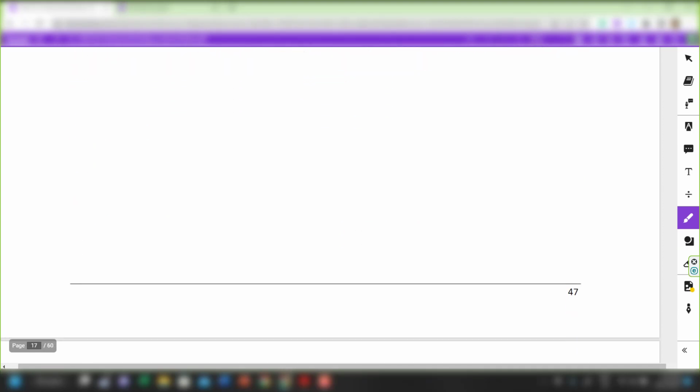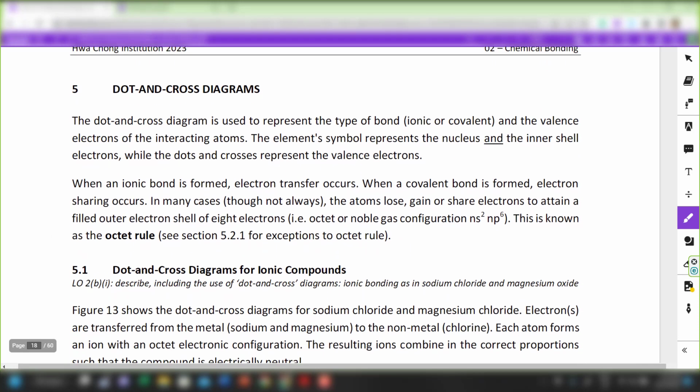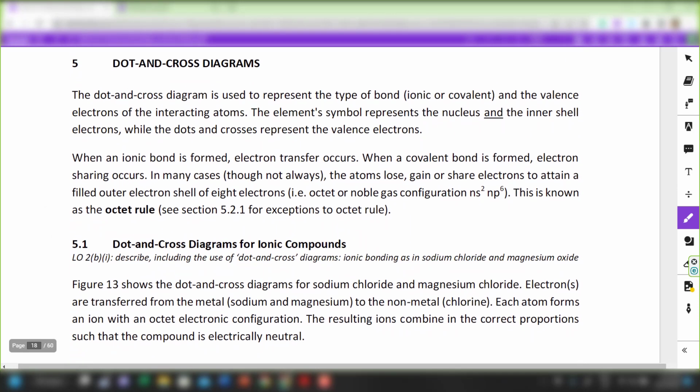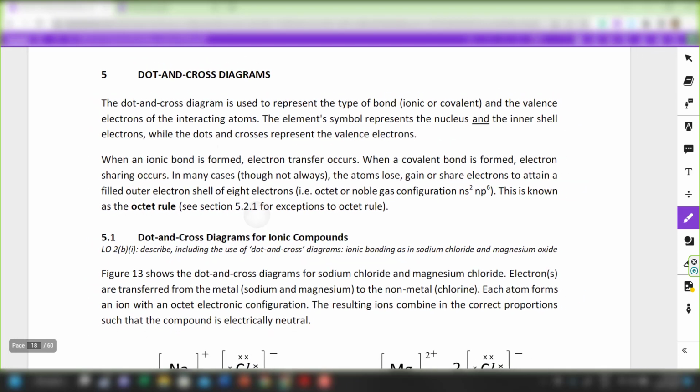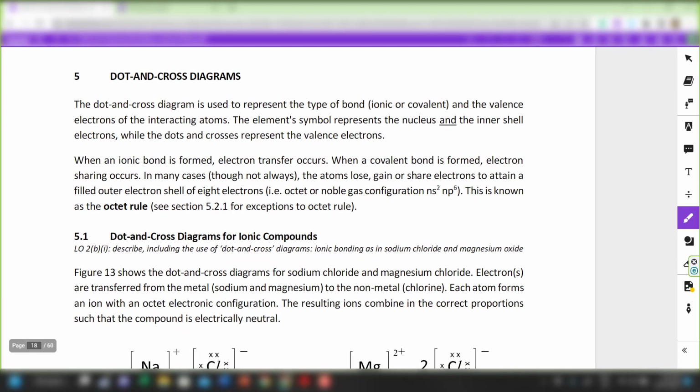Okay, so with that, we have come to the end of section 4, so we're going to move on to section 5, which is probably one of the most important sections under chemical bonding. This is known as the dots and cross diagram. Sometimes when we ask you to draw the dot and cross diagram for something, essentially we are also asking you to draw the Lewis structure, especially for the case of covalent compounds.